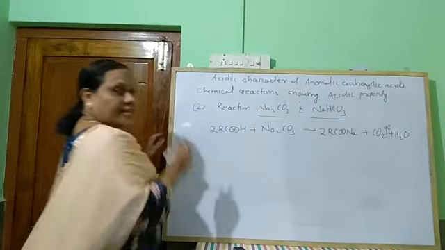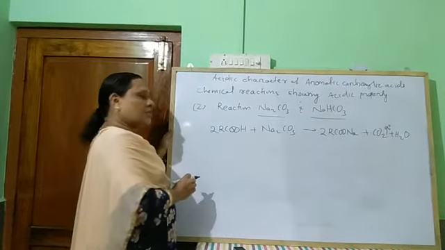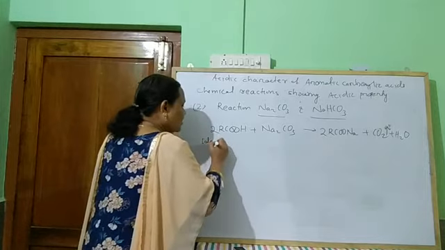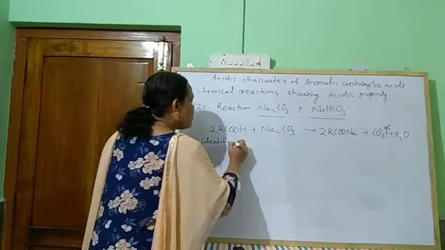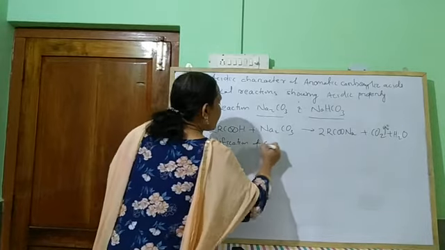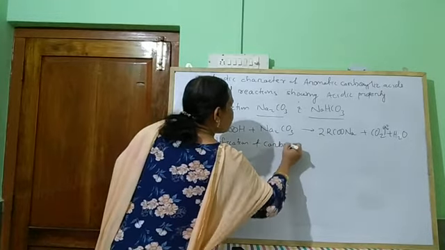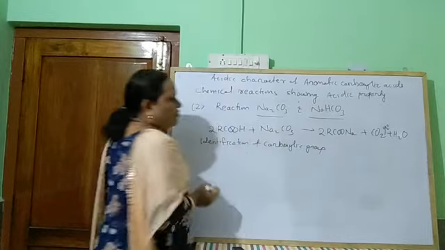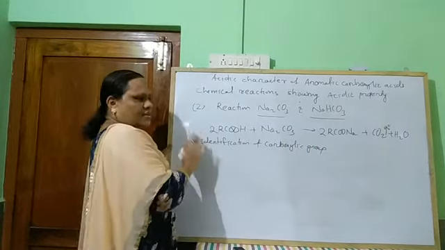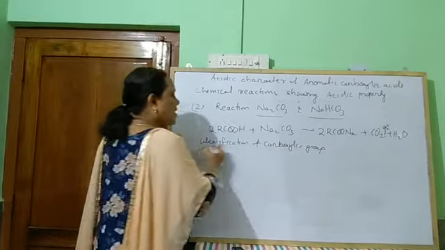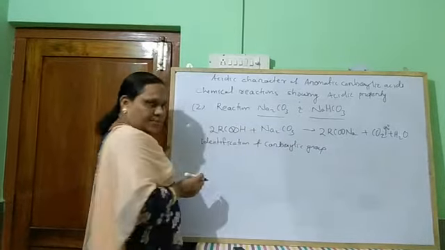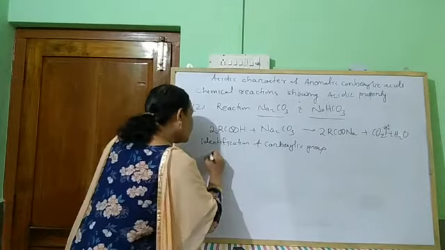So this is the test for carboxylic acid from other functional groups. This test is used for the identification of carboxylic group. This reaction is very important for practical. This is identification of carboxyl group. Generally, this test is used. Okay, look at example.